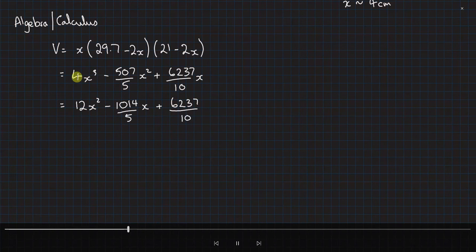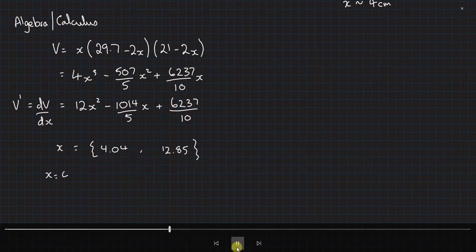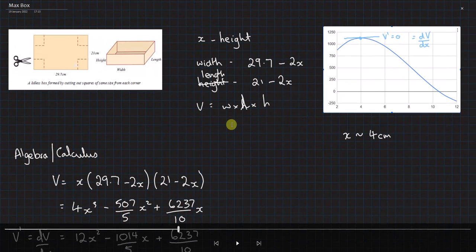So, bring the power down, multiply by the power, and then reduce the power in each term. So multiplying by 2 here, and this one, just a constant on the end. There is no constant here, but there may be. And then what we've got to try and do is solve this when it equals 0. So again, I'm using GeoGebra to solve for the values, and I get two solutions. We get 4.04 and 12.85.